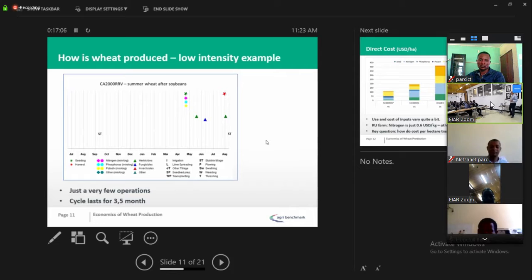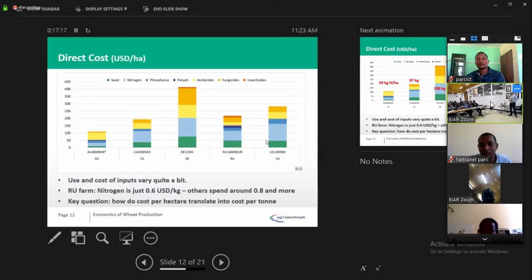But of course, we can expect 2.5 tons or something like that from such a system. But you need to keep in mind the low precipitation. Yeah, so now what does that mean in terms of cost of production? Because that is what we are all shooting for. What we have here is what we call direct cost or crop establishment cost. I hope you can read it. It's seed, nitrogen, phosphate, potash, herbicide, fungicide, and insecticide.